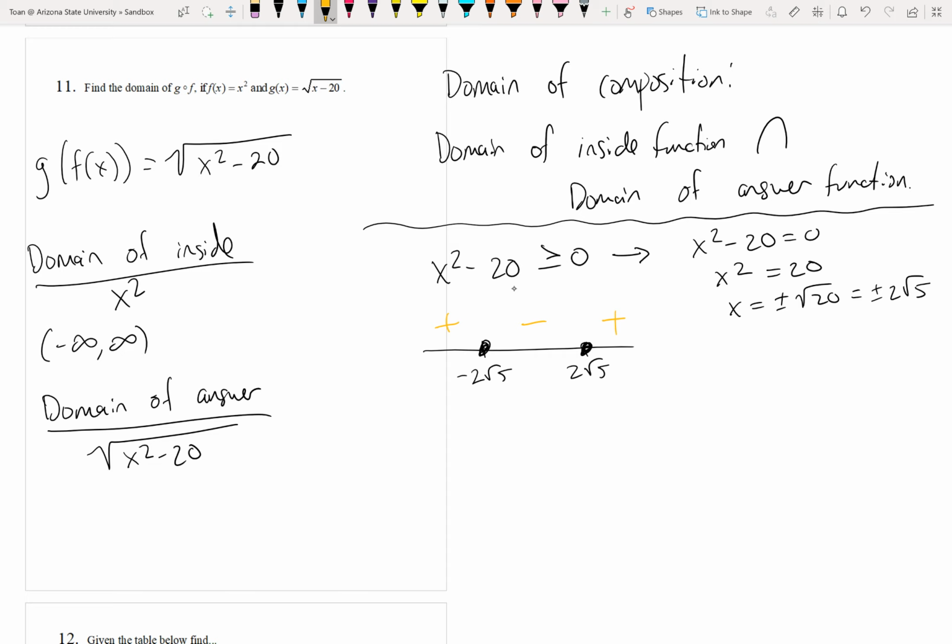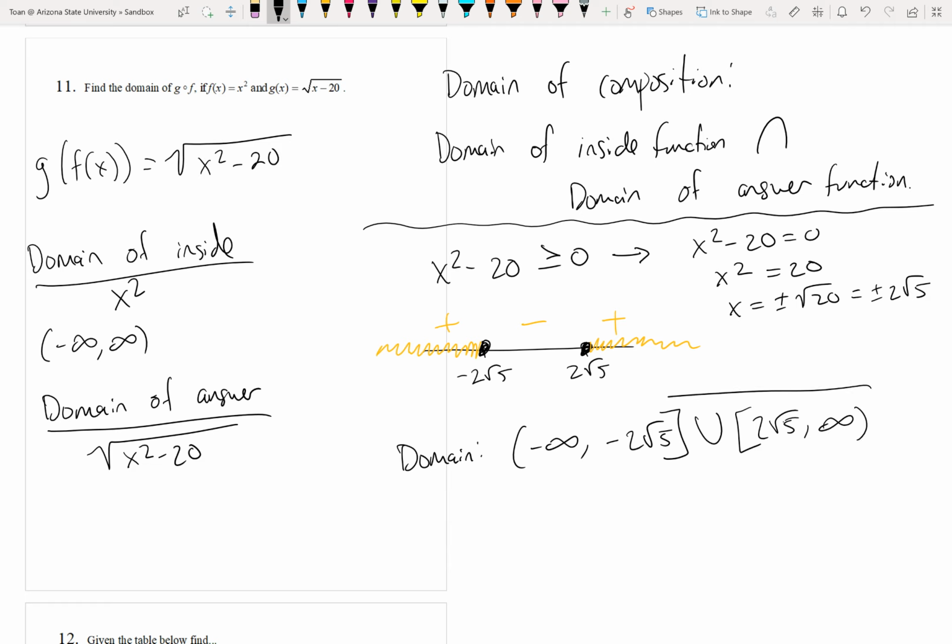And for the original inequality, we want greater than or equal to 0, which are the positive regions. So your answers, your intervals is the left region and the right region. So the domain is going to be negative infinity, comma, negative 2 rad 5, union, positive 2 rad 5, comma, infinity.